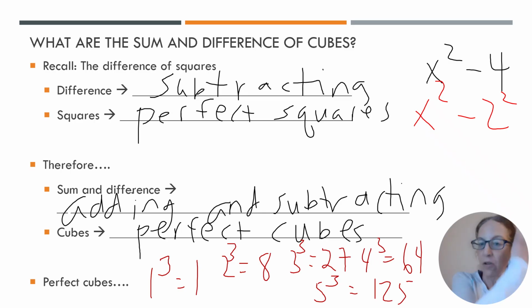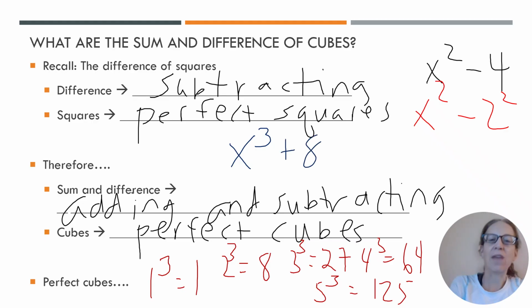So we are looking at things that might look like this. I'm going to write in the middle of the page somewhere. So maybe x to the third plus 8. Okay, that would be the sum of cubes, because x to the third power is a perfect cube and 8 is 2 to the third power, so that is also a perfect cube.